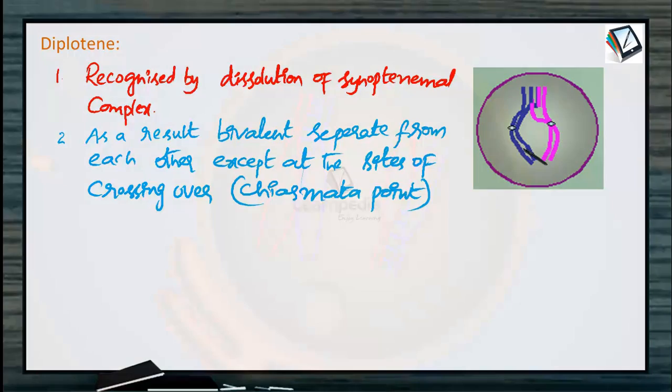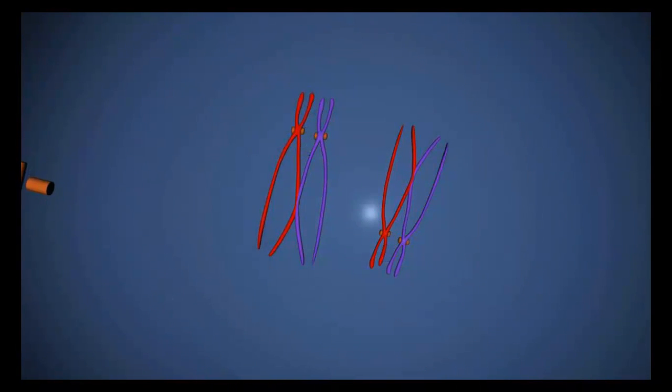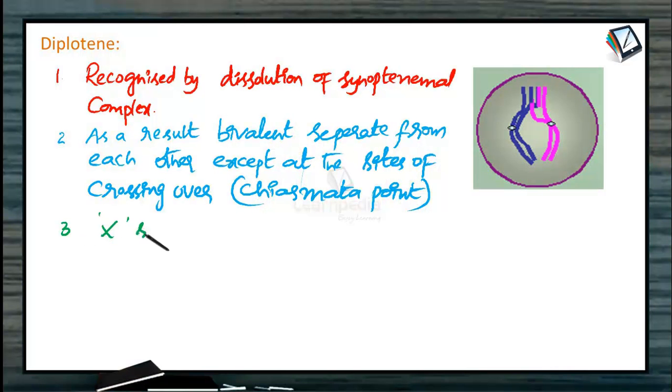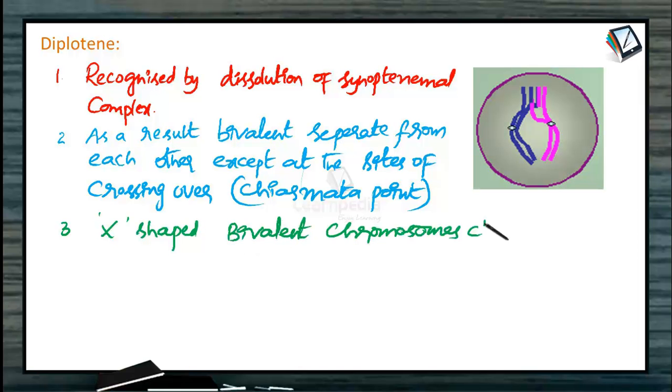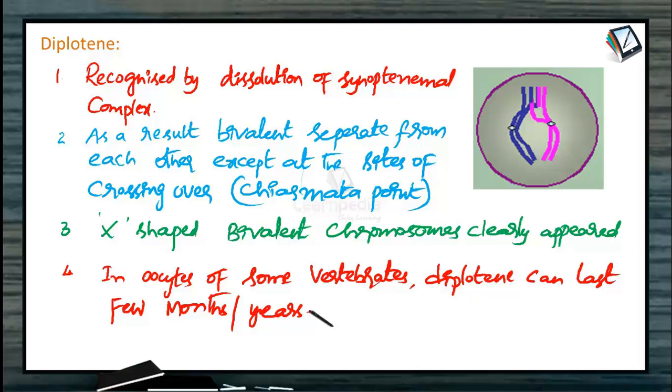Now see the diagram. Here between two chromosomes a gap is there, but at some places fusion is there. Once the synaptonemal complex dissolves, the X-shaped bivalent chromosomes clearly appear. So that is the change that occurs in diplotene. But in oocytes of amphibians or oocytes of some vertebrates, diplotene can last a few months or a few years. So it is an exception in oocytes of some vertebrates.